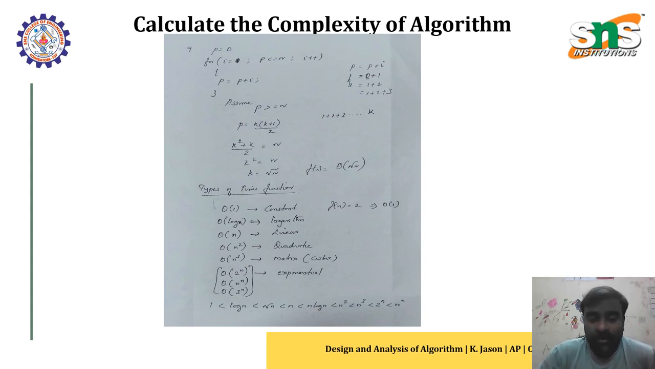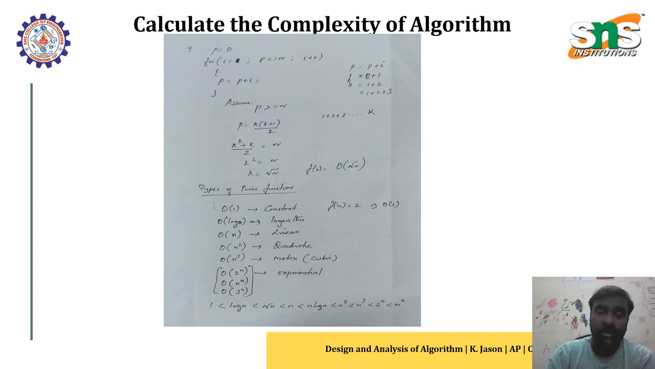Next, go to the types of time functions: order of 1 is constant time, log n is logarithmic time, n is linear time, n square is quadratic time, n cube is cubic time, 2 power n and n power n are exponential time. This is the comparison of execution: 1 is less than log n, log n takes more time, root n takes more time, then n, then n log n, n square. So less than that, n power n, exponential time, takes place. So these are the time function comparisons.